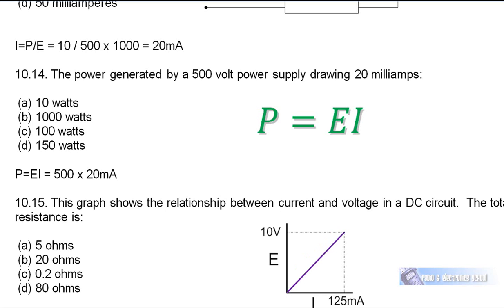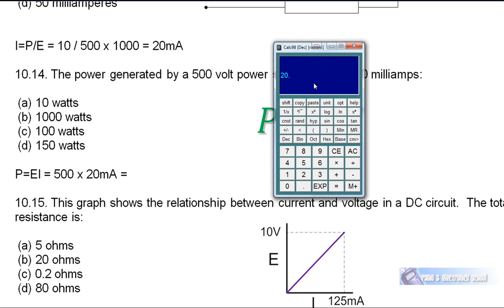milliamps, and I'm going to use the scientific method. You could put 20 over 1000 instead of 20 milliamps and use a fraction, so it could be 500 multiplied by 20 over 1000, but I'm going to use scientific notation with this one. I'm going to clear the calculator. I'm going to enter 500 multiplied by 20 milliamps. Now I have to put in the milli, 20 exponent minus 3, and to get my answer I just press equals, and it's 10 watts.